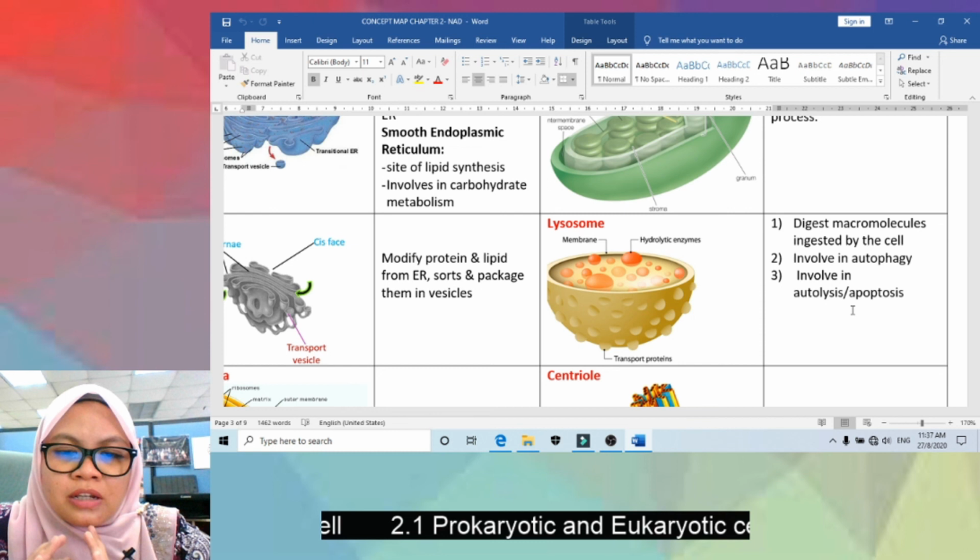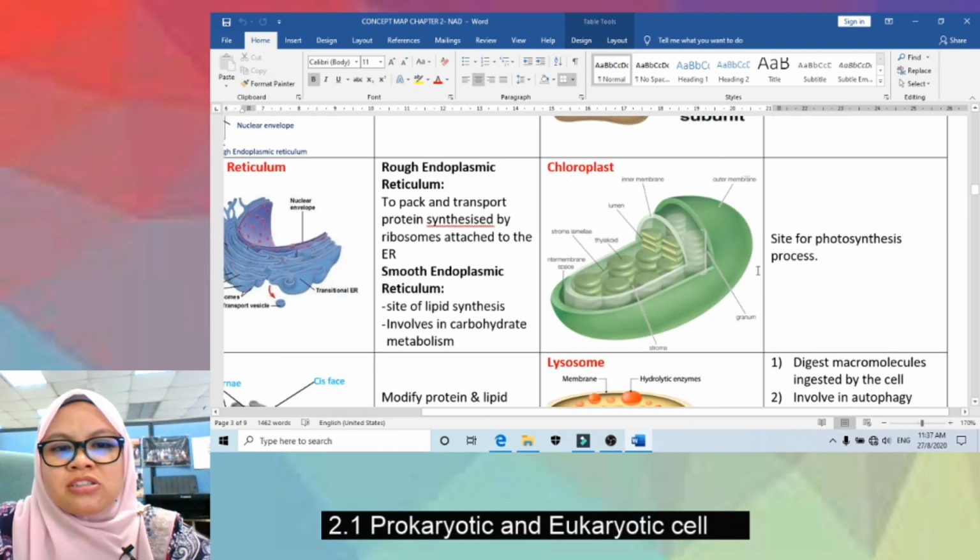Okay, next is the centriole. So this centriole can also be found in animal cell, not in plant cell. So this centriole, as you can see here, has microtubules, and then this centriole will organize the microtubule of the spindle fiber. So it means it may be involved in cell division, in spindle fiber formation. So yeah, that's all for the organelles that you should know, the detailed structure and of course their function.